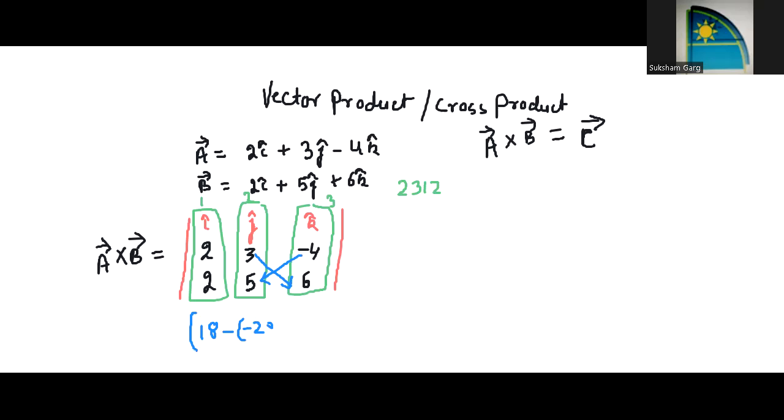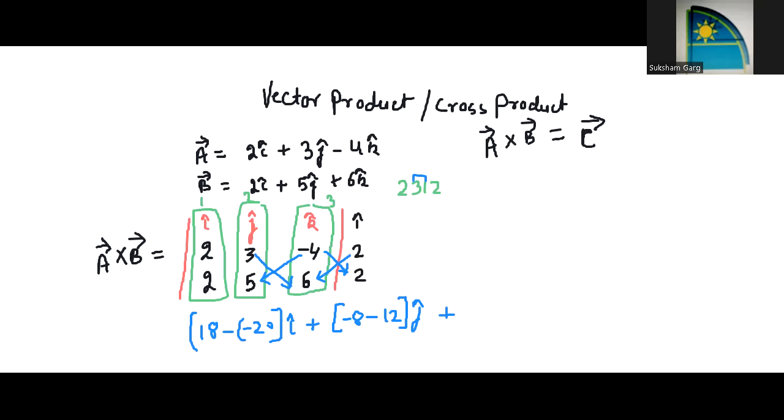So the whole thing we mark as i cap. Then we go plus. The next two columns I am supposed to consider are column 3 and column 1. But 3 is here, 1 is not there. So the easiest way is to just rewrite column number 1 behind 3 like this. Now again we multiply the same way: first this way, minus 4 into 2 is minus 8, and then 6 multiplied by 2 is 12, into j cap.